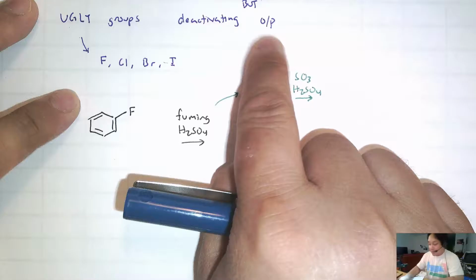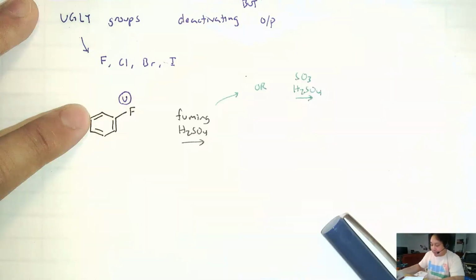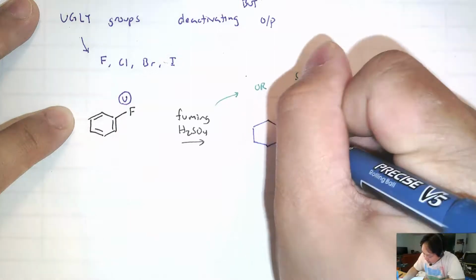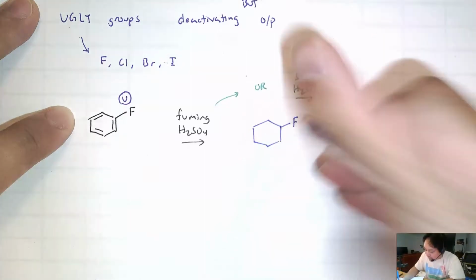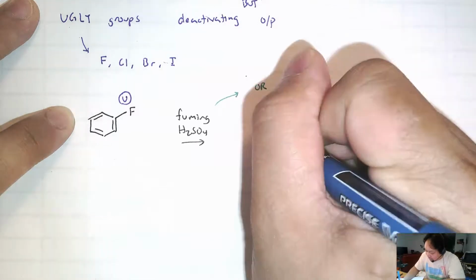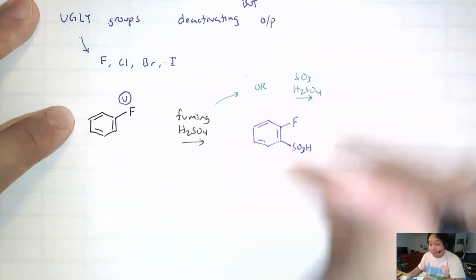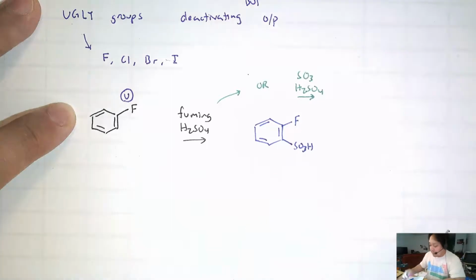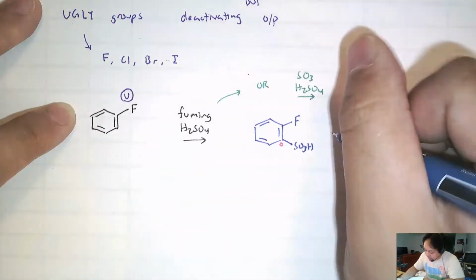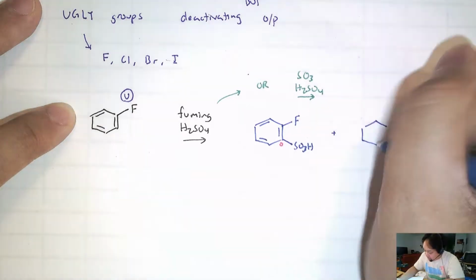According to our rules, fluorine is an ugly group, and you're going to direct ortho and para based on where the fluorine is. The ortho position is here, and don't forget that your group is a sulfonic acid, SO3H. That is the ortho position, and the para position is here.